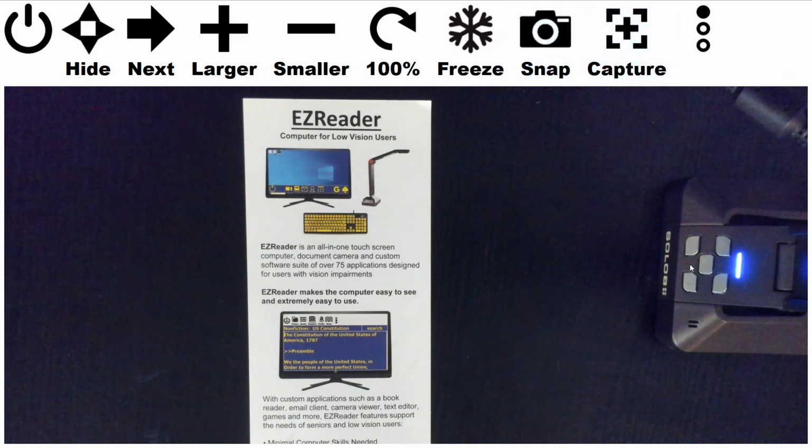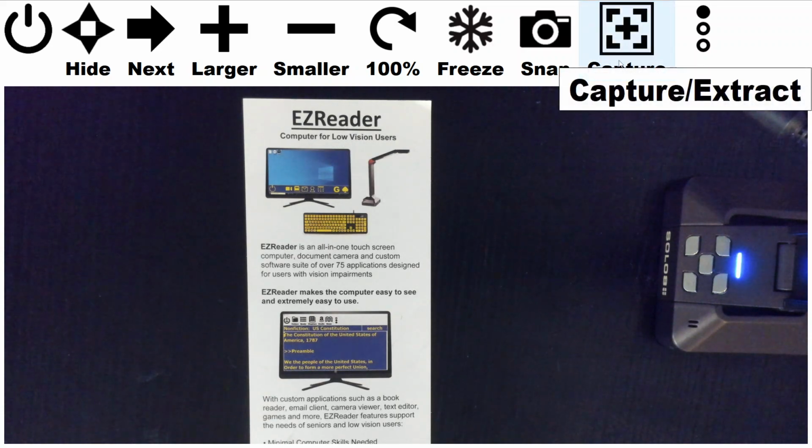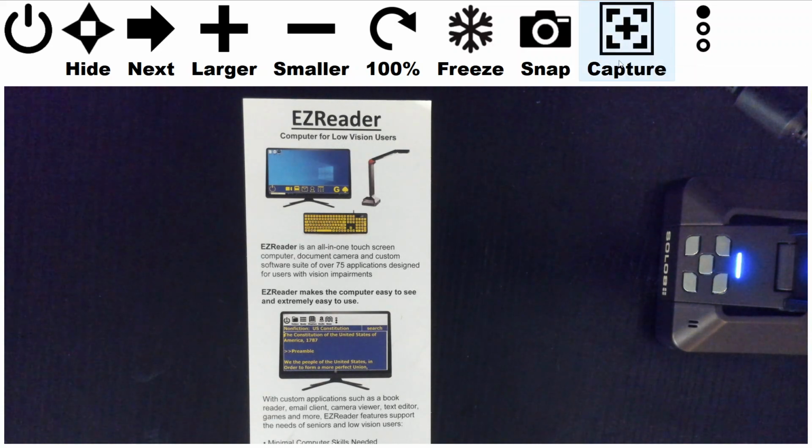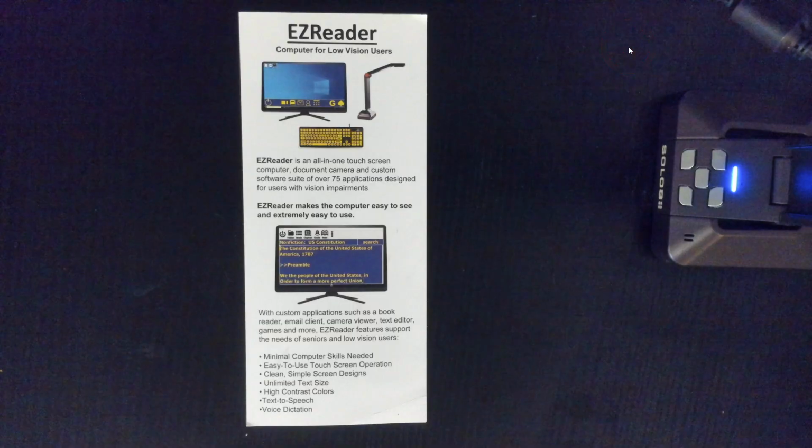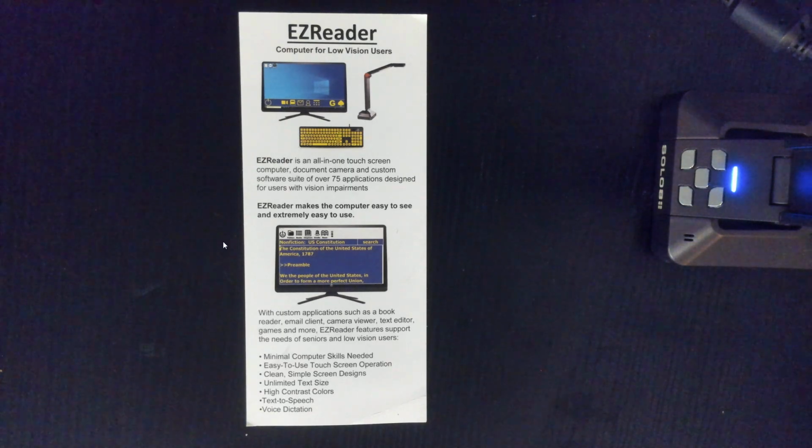All right, the next icon is called Capture. This tool will let you capture specific text from your image and convert that text into an EZReader editor page. So let's go ahead and demo the capture feature. So I'm going to click on Capture. The toolbar disappears and we see the image full screen. So now we are in capture mode.